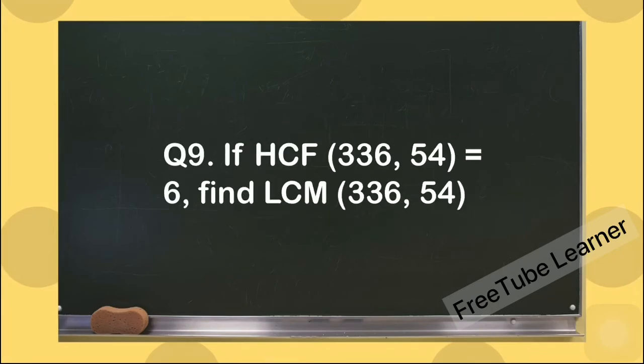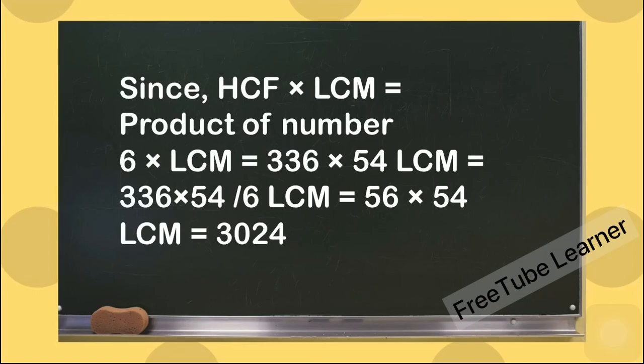Question 9. If HCF of 336 and 54 equals 6, find LCM of 336 and 54. Here we have to use the equation HCF of a and b into LCM of a and b equals a into b. So in order to find the LCM of 336 and 54, we will first multiply the numbers, that is 336 into 54, and divide that with the HCF, that is 6. 336 into 54 divided by 6 gives 3024. So the LCM is 3024.